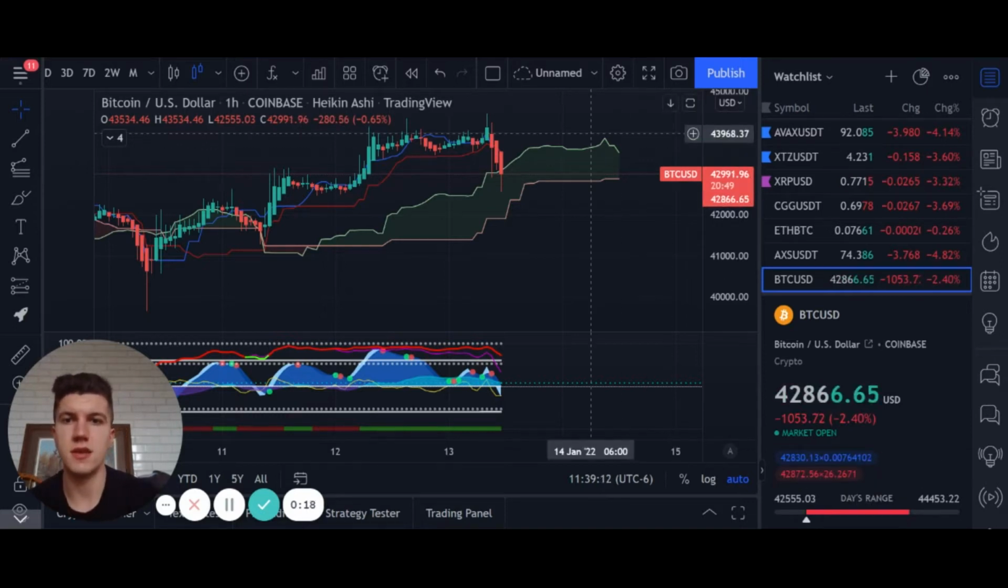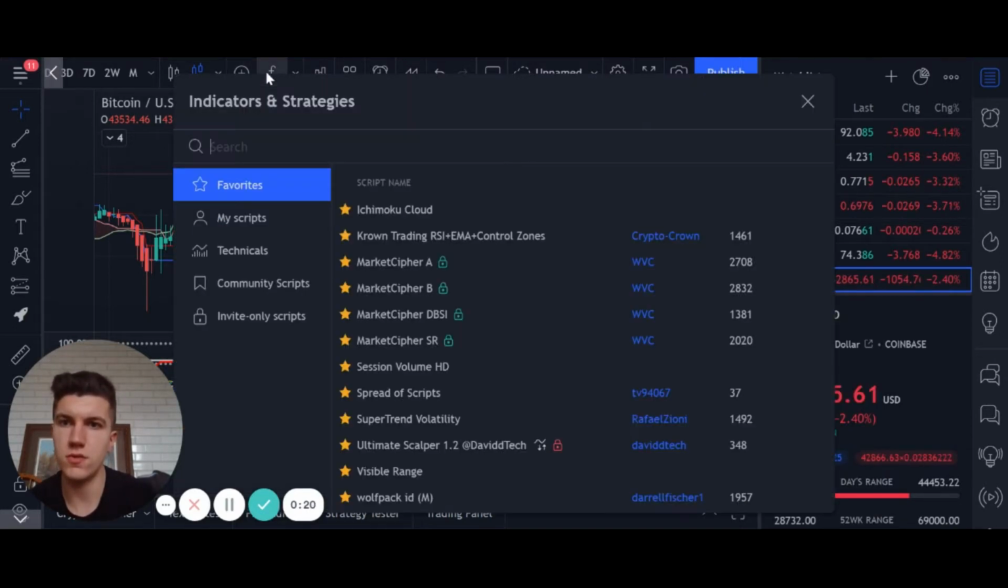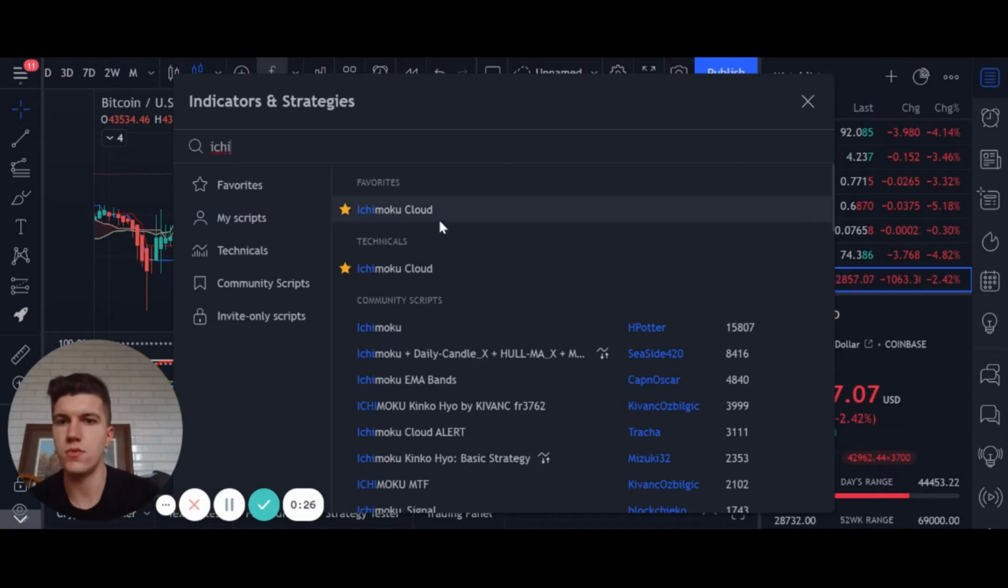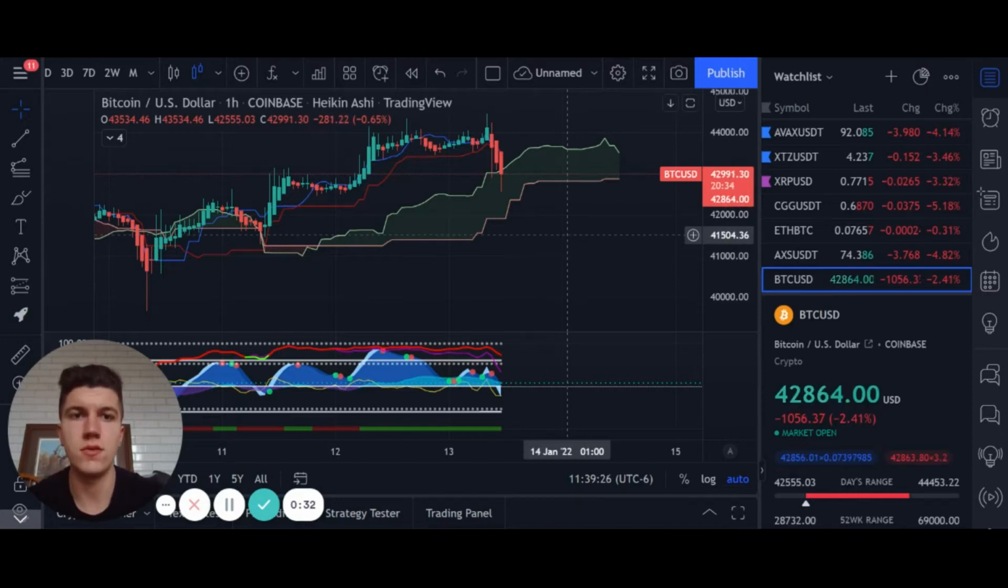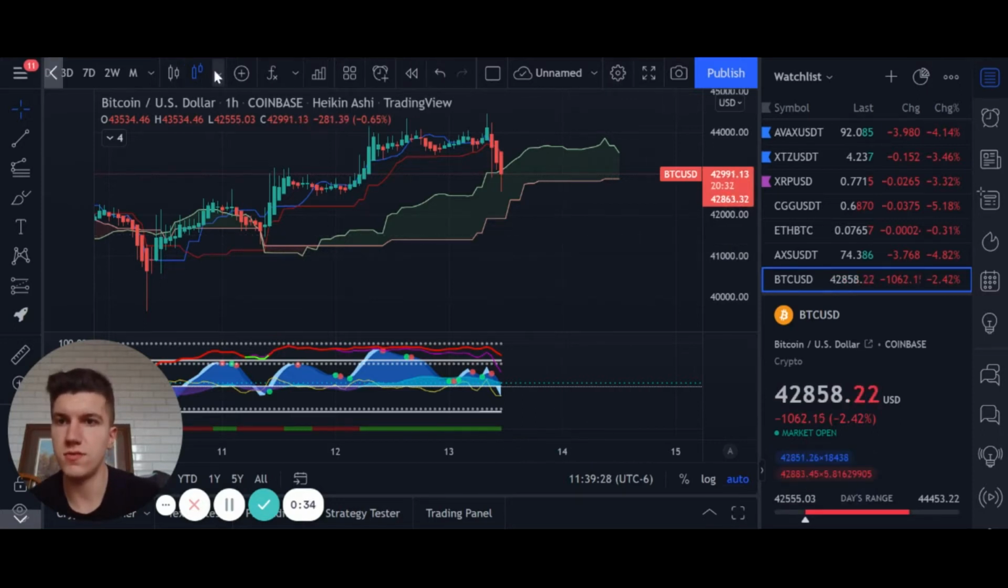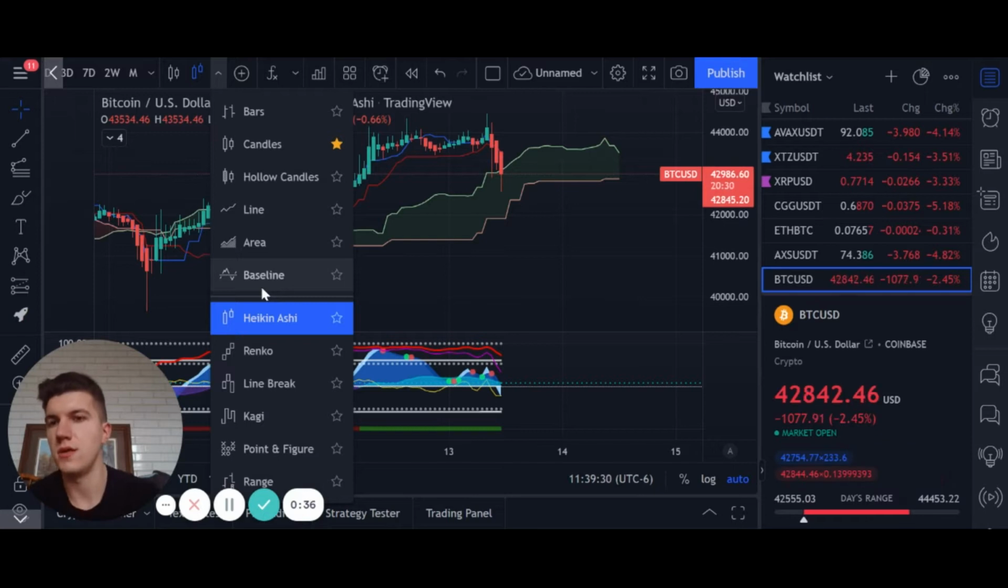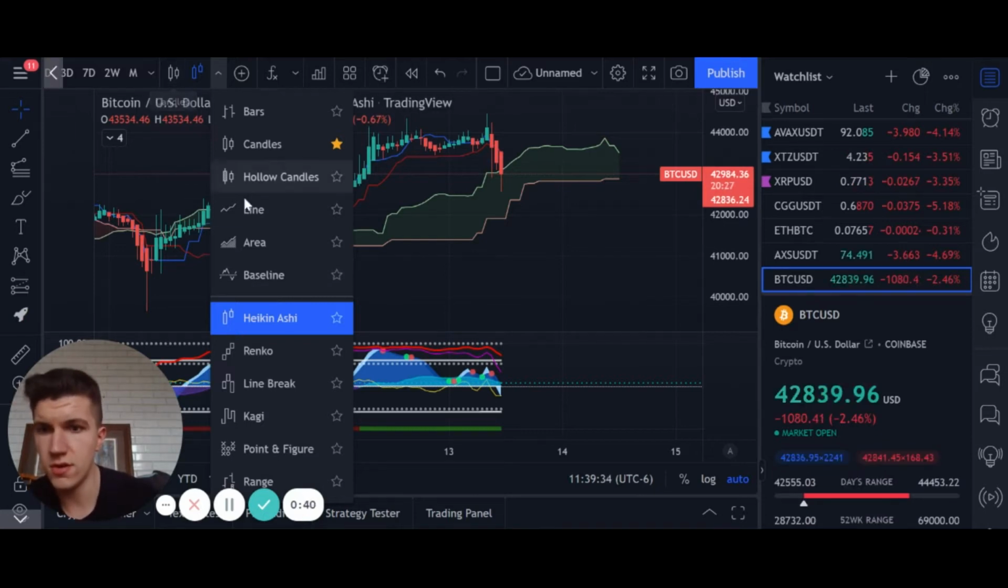To get the indicator, you just go to the f of x looking thing, go to indicators and strategies, and you can just type in Ichimoku, and it should be the first one that comes up. The candle that I'm using is the Heiken Ashi, and you just go right where the standard Japanese candles are, and you select Heiken Ashi candles for this one.